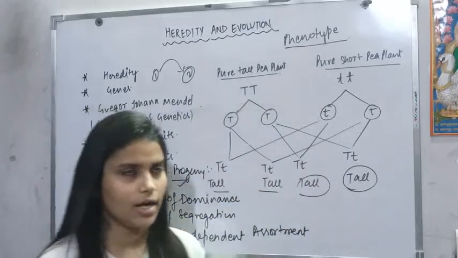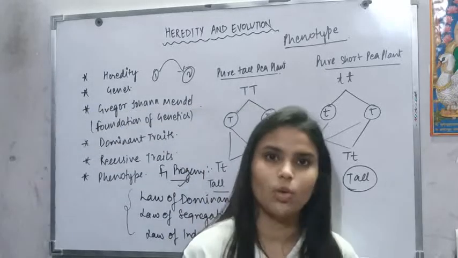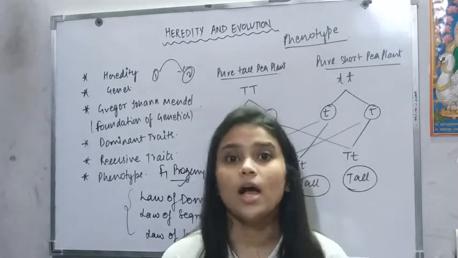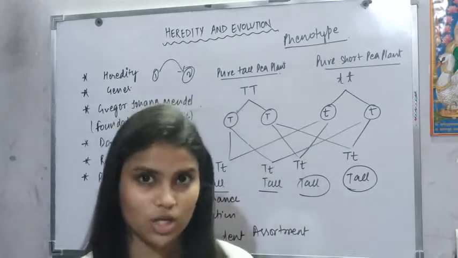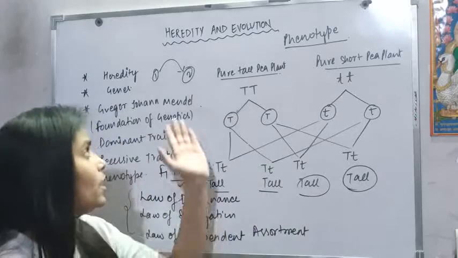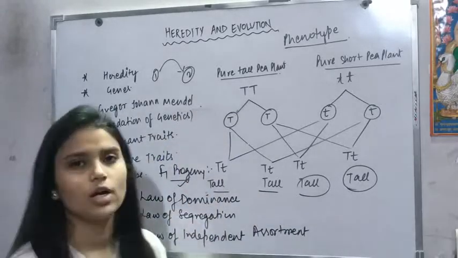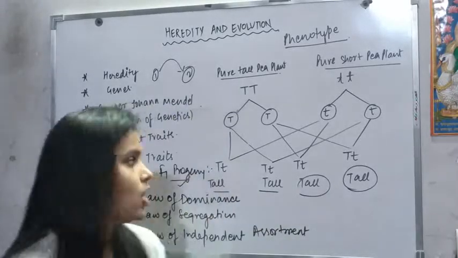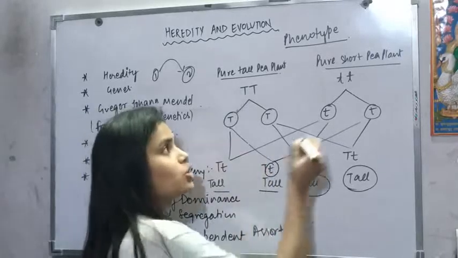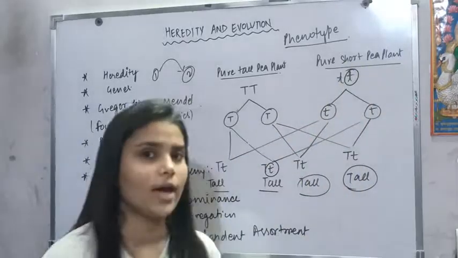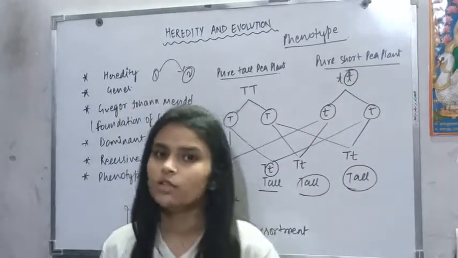and the traits which are not able to express themselves, or which hide their expression in the absence of the dominant traits, are known as the recessive traits. For example, small t, short pea plant, it cannot express itself.